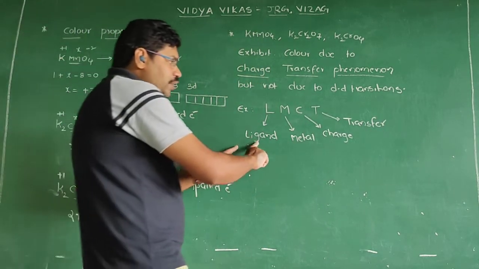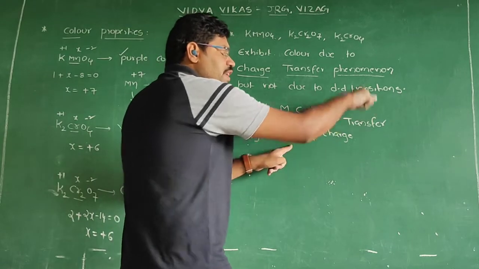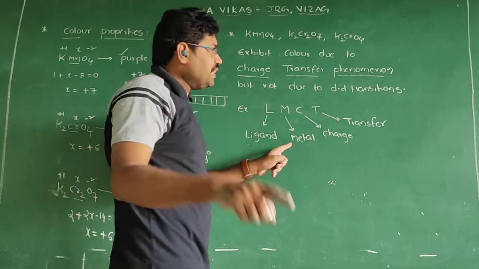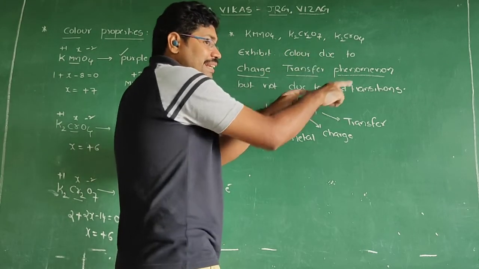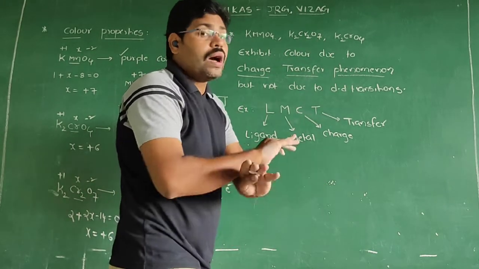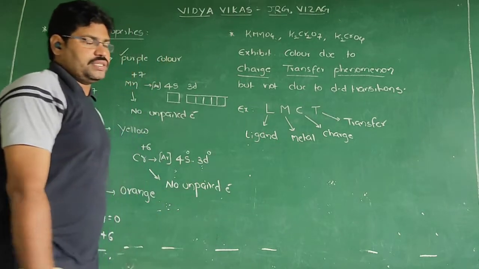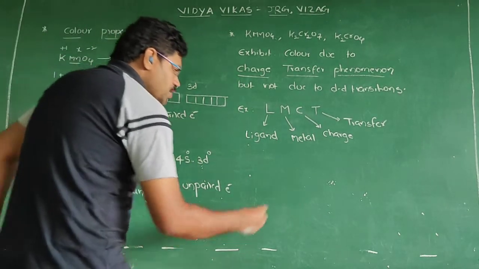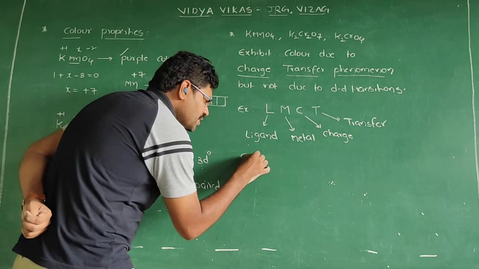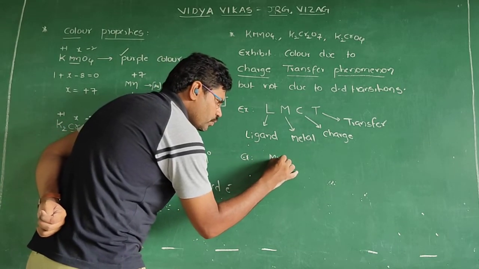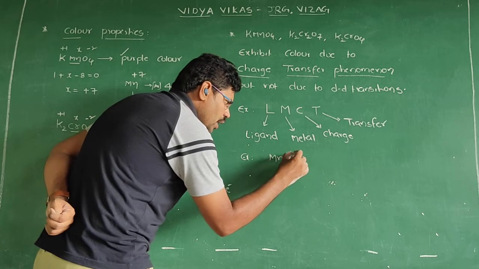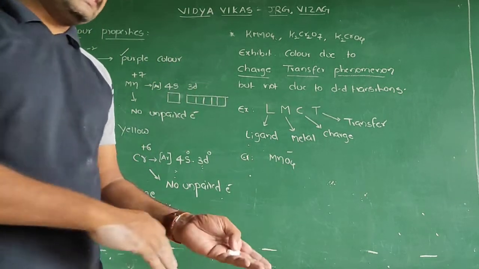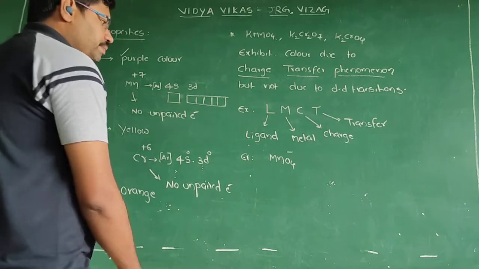So ligand to metal charge transfer phenomena is going on here, and that is responsible for why these compounds exhibit color even though they have no unpaired electron, dear students. And students, to explain this well, I have considered KMnO4. KMnO4 means what, sir? KMnO4 means K plus MnO4 minus. Keep in mind.